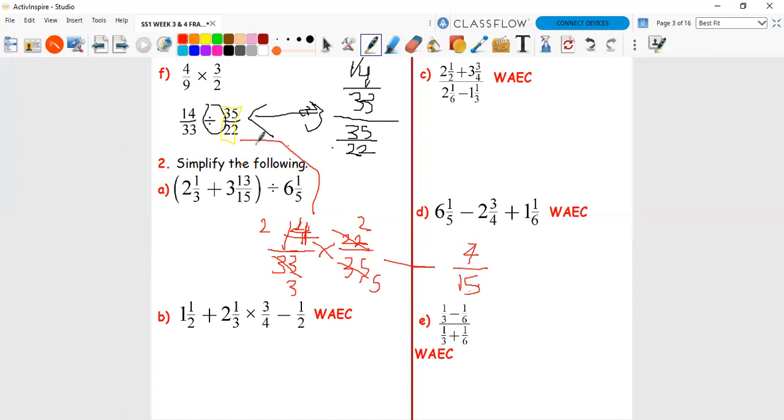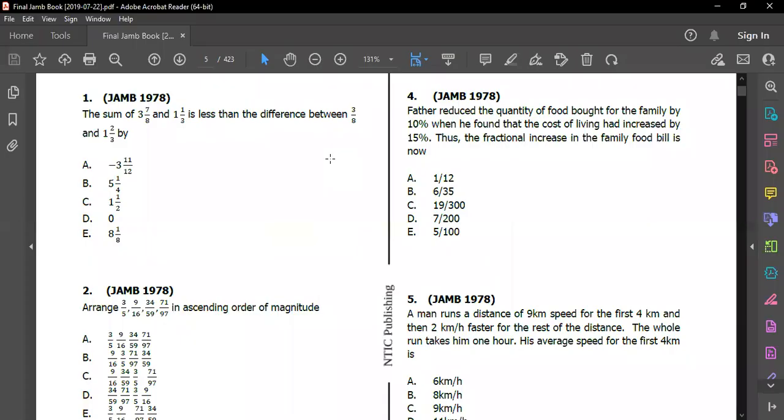I want to stop here and see if I can get a book for you. Okay, let me pick something else. I have something else. Okay, okay. Here I have John.